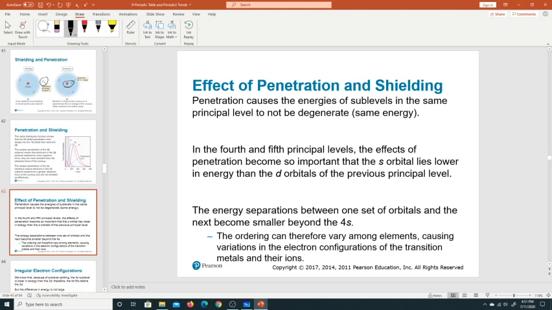The penetration causes the energies of sublevels in the same principal energy level not to be degenerate, meaning not the same energy. In the 4th and 5th principal levels, the effects of penetration become so important that the s sublevel lies lower in energy than the d. So this is why the 4s comes before the 3d. Okay, it all comes down to these effects.